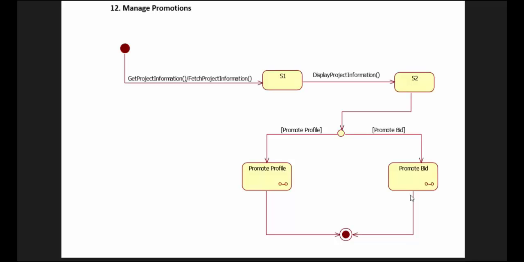Next is the manage promotion state diagram. First of all, it will get project information, fetching it from the database, and move to state S1. Now it will display the project information and move to state S2. Now the user will select the option whether he wants to promote profile or promote bid. If he wants to promote profile, then it will move to the promote profile substate diagram, and if he wants to promote bid, then it will move to the promote bid substate diagram.